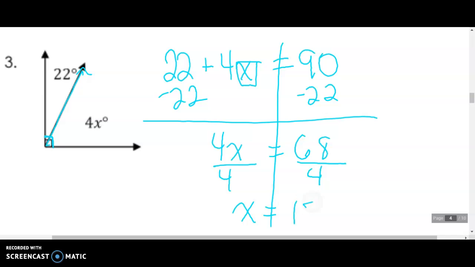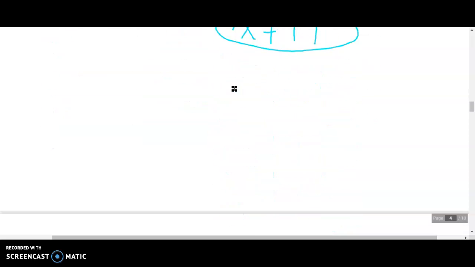17. I don't know. That's some Sunday brain right there that I blanked on that one, but that's okay. And if we plug this in, 17 times 4 equals 68. 68 plus 22 equals 90, so that is true.